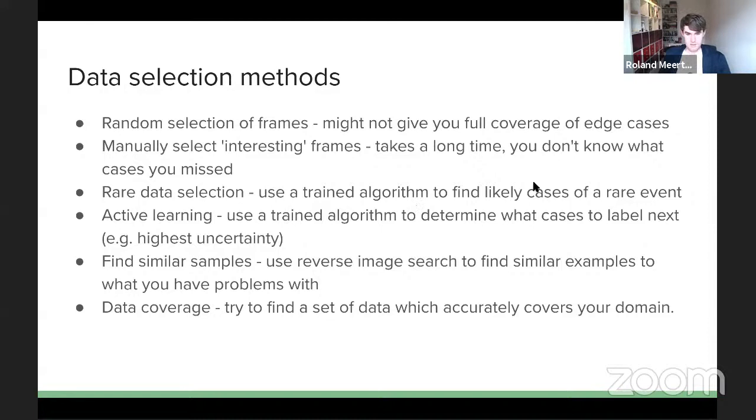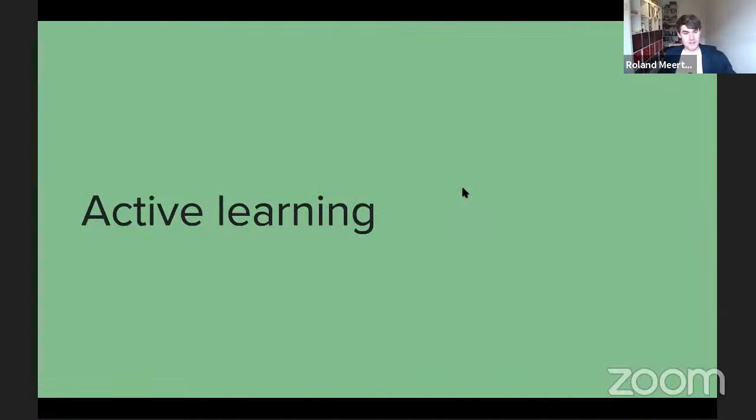Another thing is finding similar samples. If you know that you have a problem with bikes or children on bikes, you can use reverse image search to find similar examples to what you're having a problem with. And then a last idea is data coverage. If you didn't label a lot of data yet, can you find a set of data points, I don't know, 10,000 data points or something, which accurately covers your ODD, which accurately covers your entire driving space, and then you send that out. So yeah, those are the things I'm going to discuss in terms of active learning.